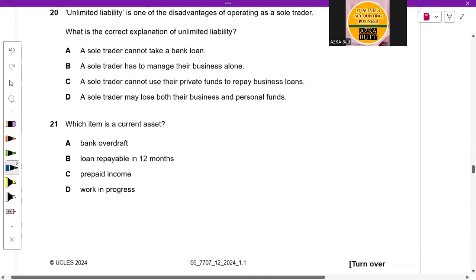Okay. So the question number 21 is: which item is a current asset. So this is very easy. Bank overdraft would be a liability. Loan repayable in 12 months is a non-current liability. Prepaid income would also be a current liability. Work in progress would be our asset. This is a type of inventory.